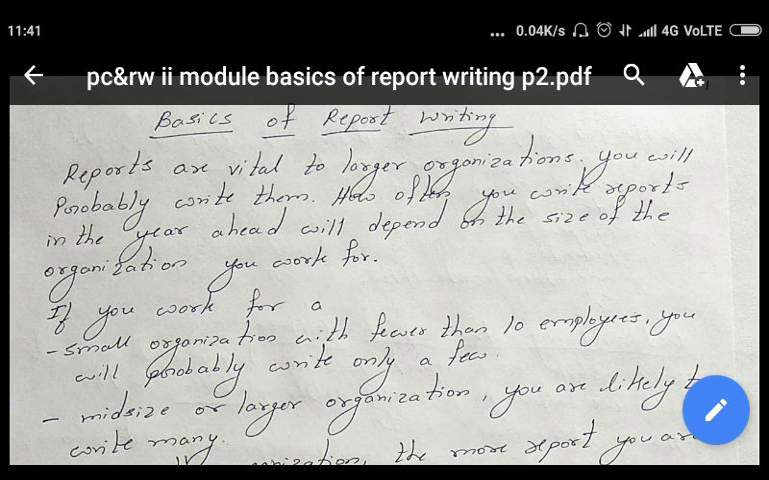So today we are going to start with the new topic from the second module. The name of the chapter is basics of report writing.